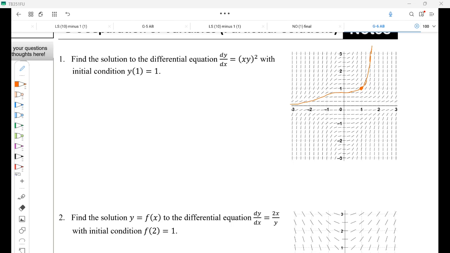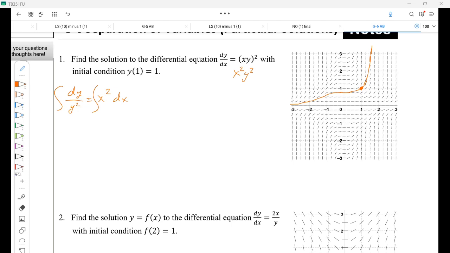All right. So we have to separate our variables. x y squared is the same as x squared times y squared. So we end up with dy over y squared when we divide, equals x squared dx.